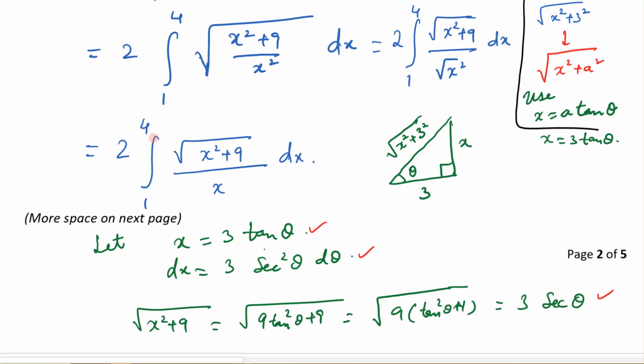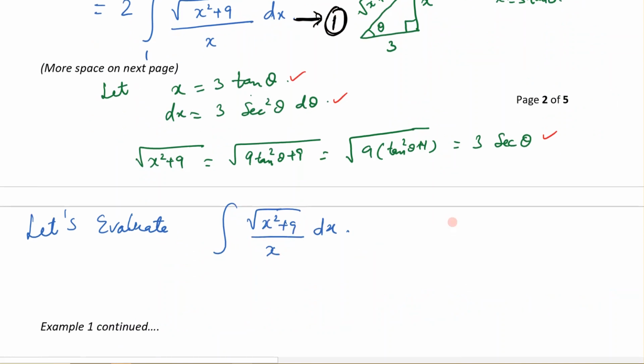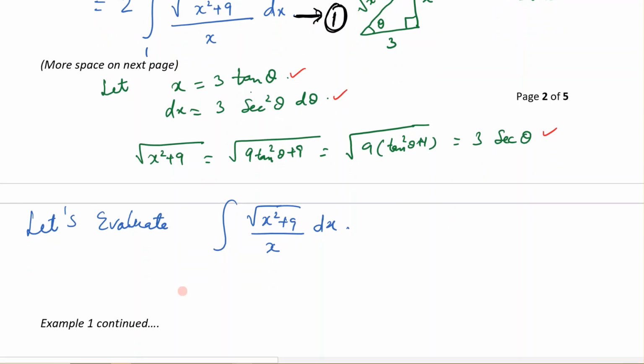Since this is a definite integral, I'm just going to first evaluate the indefinite integral, and in the end I'll plug back the limits. I'm going to call this number 1, and first evaluate my indefinite integral of square root of x squared plus 9 over x. When I do the substitution here, square root of x squared plus 9 is replaced by 3 secant theta, and x is replaced by 3 tangent theta.